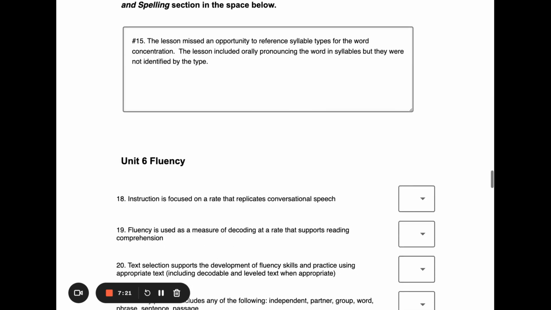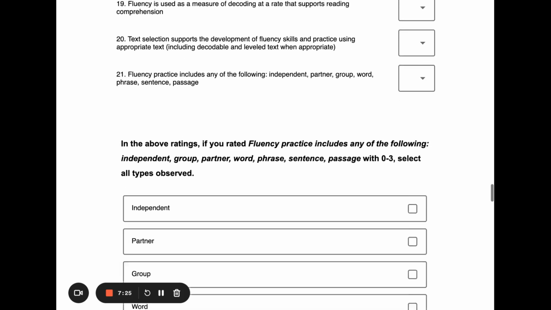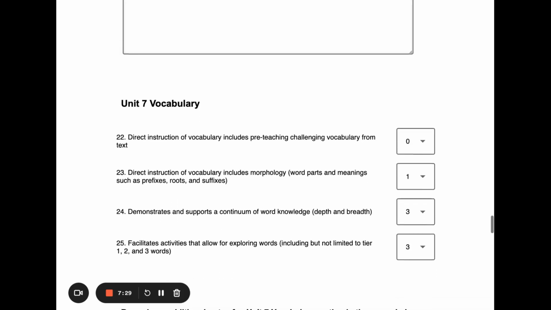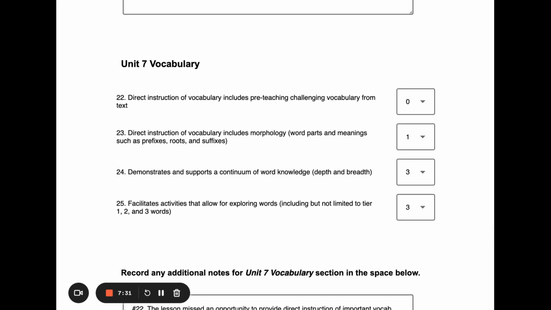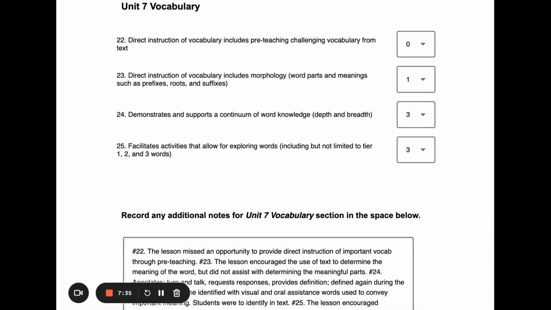We didn't expect to observe any components for fluency within this lesson. We did expect to see components within vocabulary instruction for this particular lesson. So for number 22, the lesson had a missed opportunity to provide direct instruction of important vocabulary through pre-teaching.